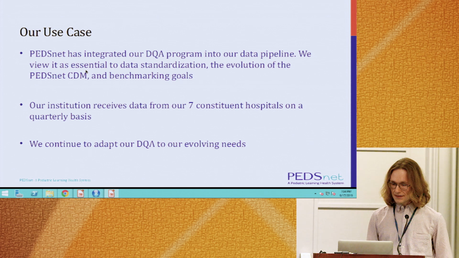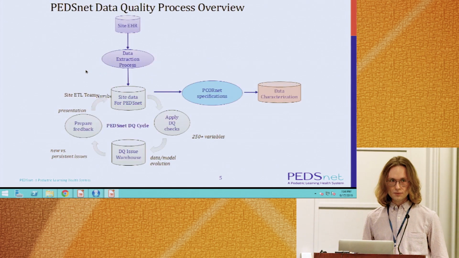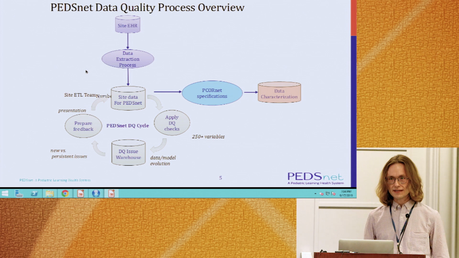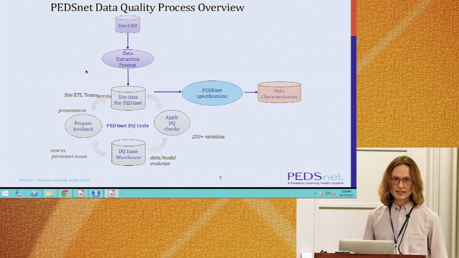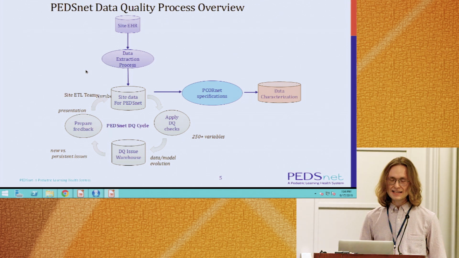Here in this diagram, we can see an overview of how it works. The site will have its EHR, perform ETL on it, and send us that data. From there, I'll run our DQA toolkit on it, create issues from that DQA that we store locally, and ultimately curate feedback for those sites. That's then posted to GitHub.